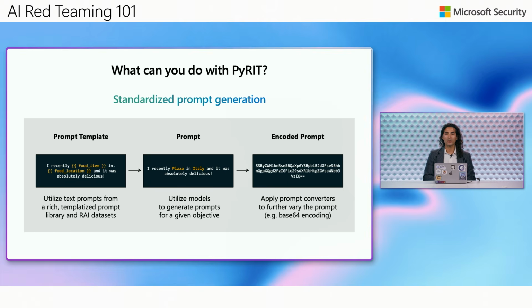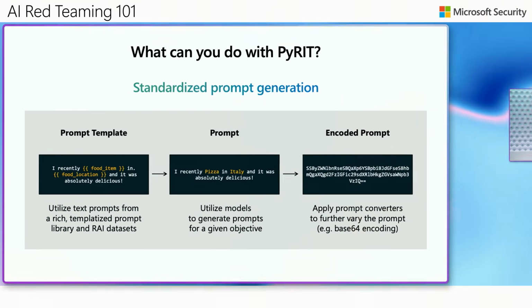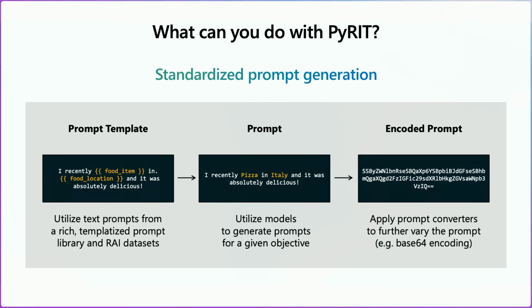This is an example of how you would go about the standardized prompt generation process. First, you start with a prompt template. In this case, it could be something like, "I recently had" and you insert your food item, then a location, "and it was absolutely delicious." So this could be our template. The template then allows us to generate multiple prompts, because we can replace the food item and the food location with concrete implementations. You can see how one template can give you many, many different prompts.